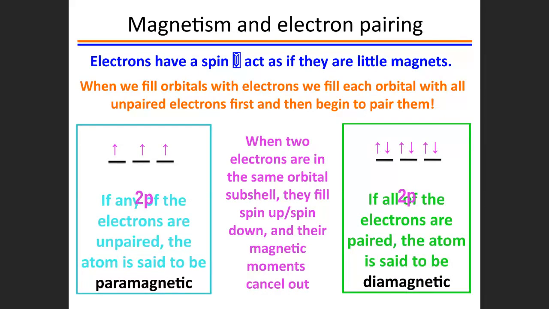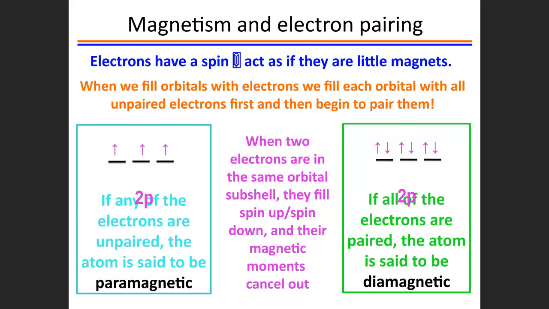Now magnetism and electron pairing. Electrons have a spin and act as if they are little magnets. When we fill orbitals with electrons, we fill each orbital with an unpaired electron first and then begin to pair them. When two electrons are in the same orbital subshell, they spin up and spin down, and their magnetic moments cancel out, like positive and negative. So one is up, one is down, and their moments cancel out.